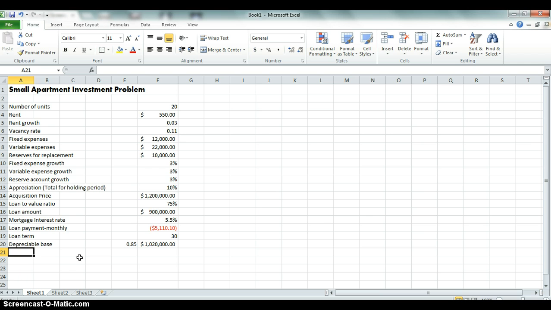Now there are some other numbers that we need here in this first page. For example, the cost recovery period, which is 27.5. We also have the cost of improvements at time of purchase, which equals $25,000.